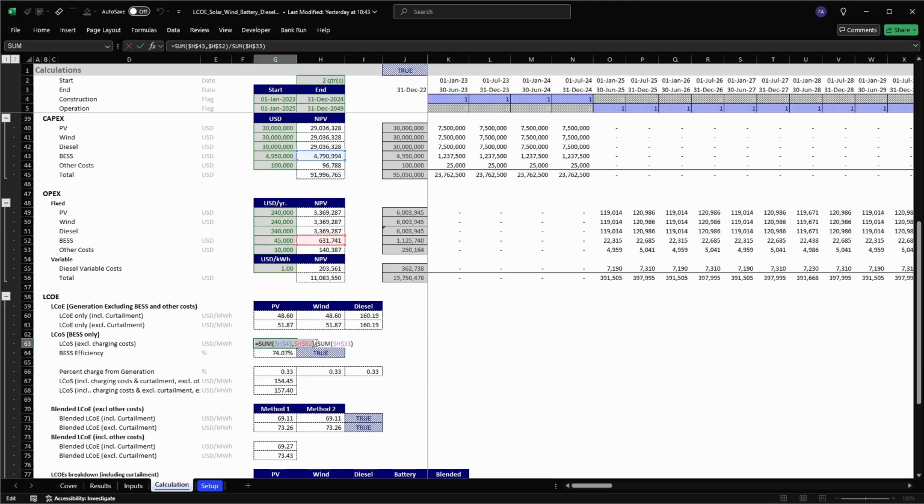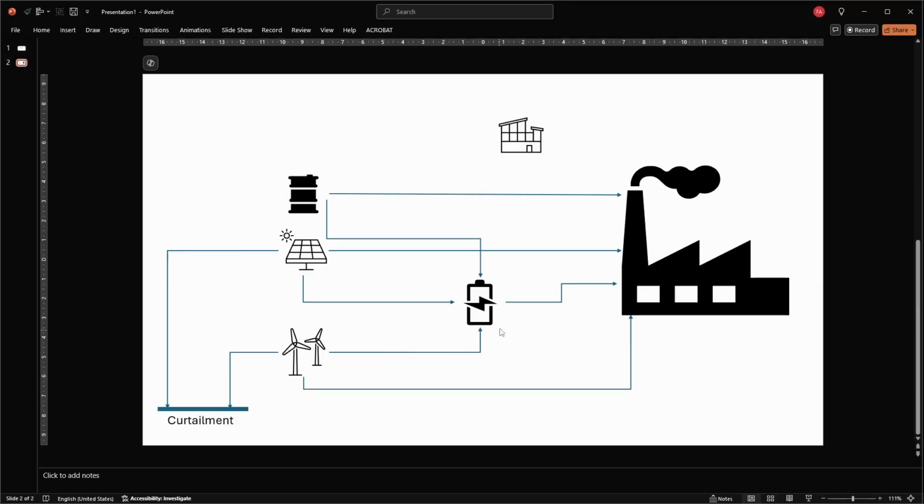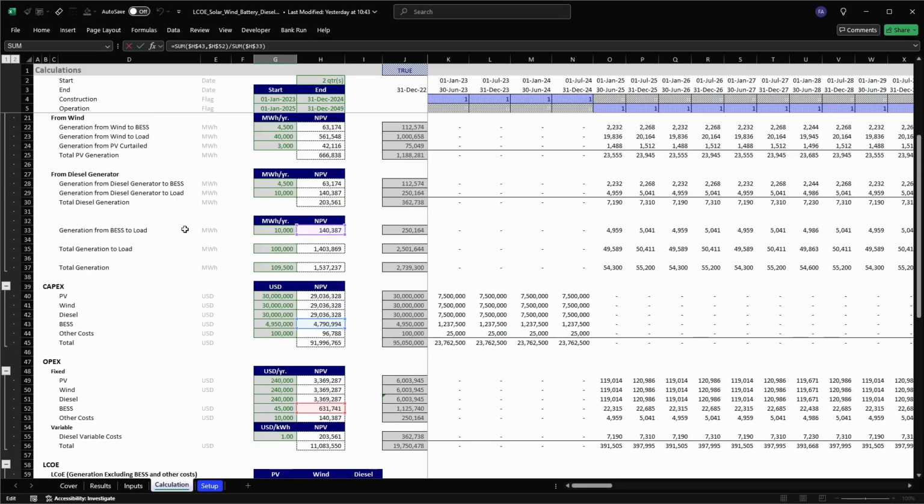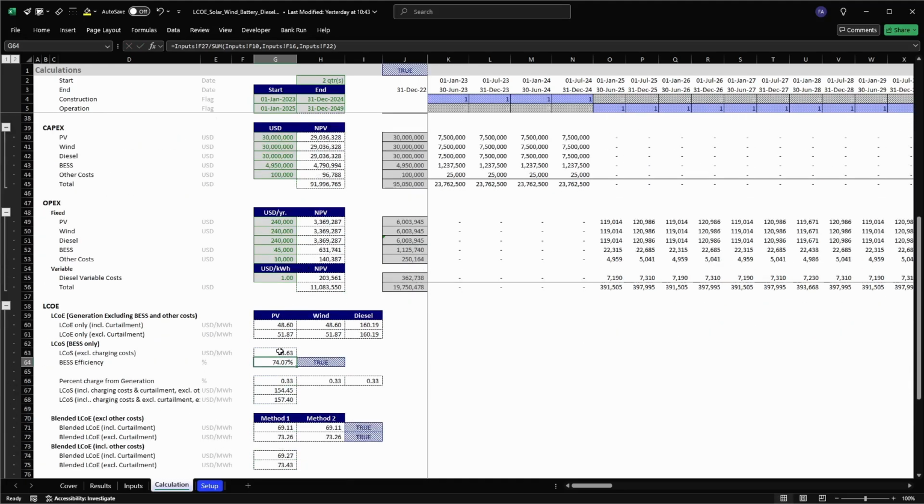For the NPV of the costs, I have the NPV of the capex and the NPV of the opex, and I'm dividing by what? I am dividing by the NPV of this energy flow over here, the NPV from the battery to the load. And if I press F2 here, it's H33, which is this flow over here, okay? So that's the LCOS excluding the charging costs, okay?